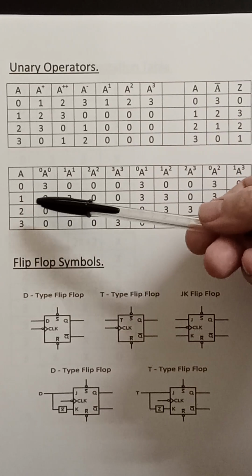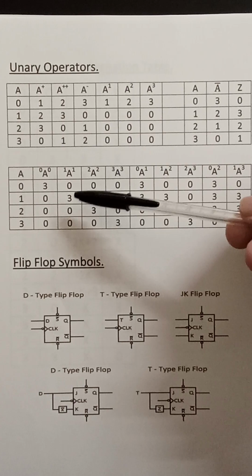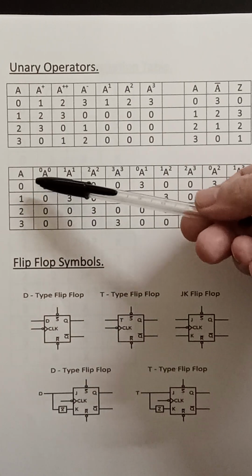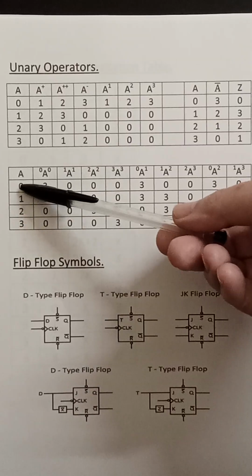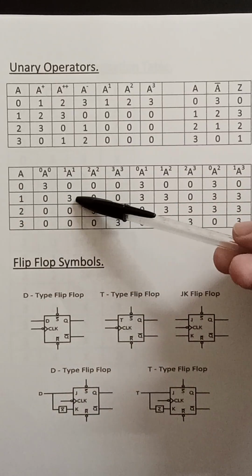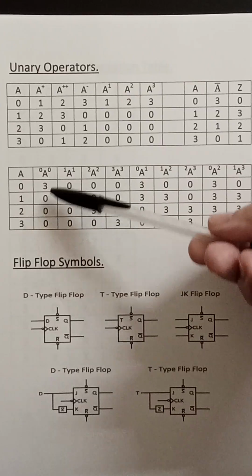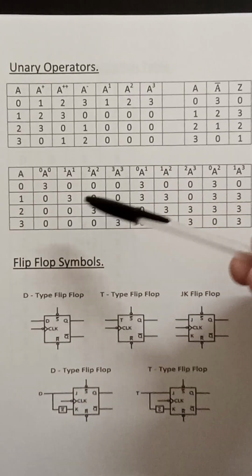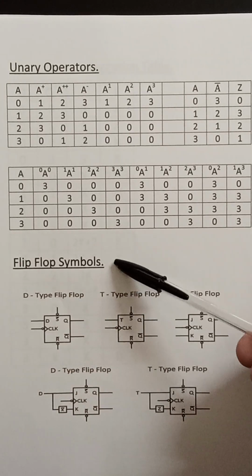These are the unit operators for the other algebra. For example, A00 is a 3 when A equals 0 and 0 otherwise. For example, A11 is a 3 when A equals 1 and 0 otherwise, etc. These are other unit operators for the algebra. Right, so we'll go on to the flip-flop symbols.